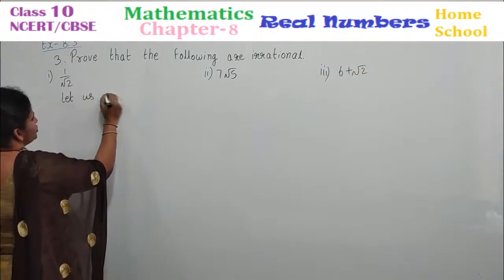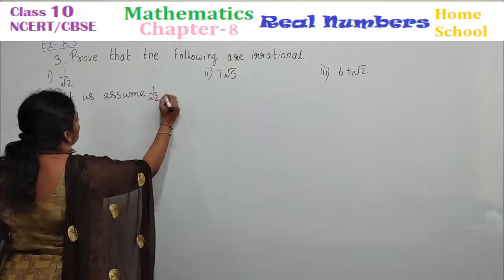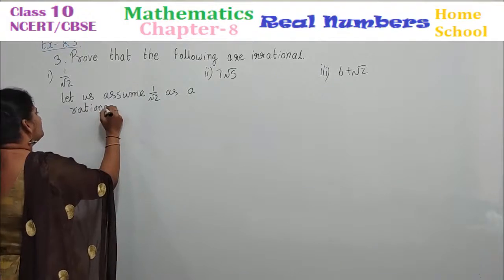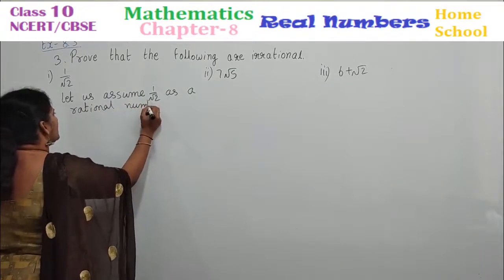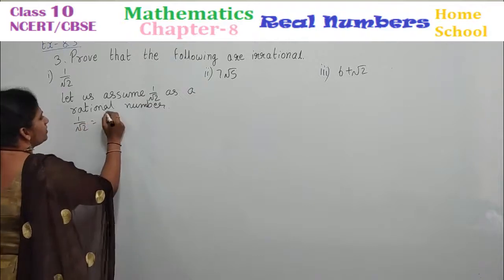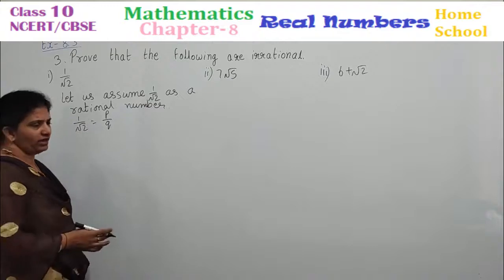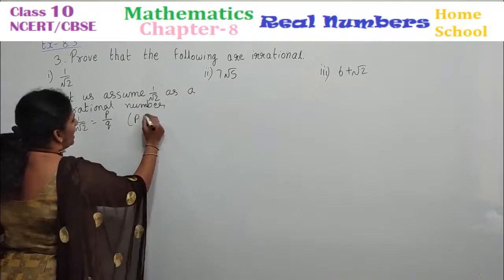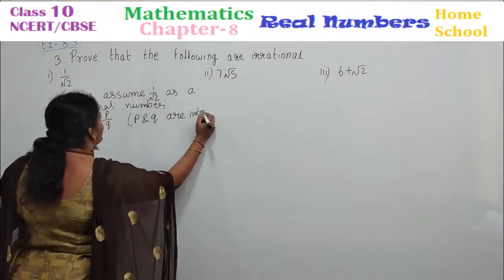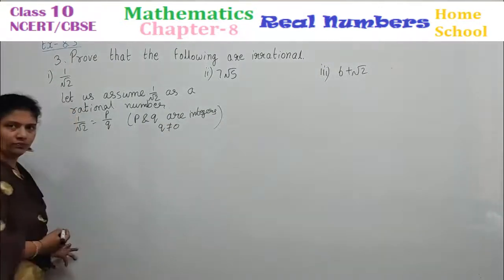Let us assume 1 by root 2 as a rational number. Rational number means what, children? It must be in the form of p by q. So, if you want, you can take here p by q, or a by b, anything you can take, where p and q are integers, co-primes, and q cannot be equal to 0.